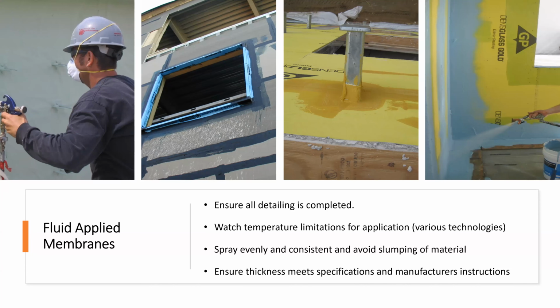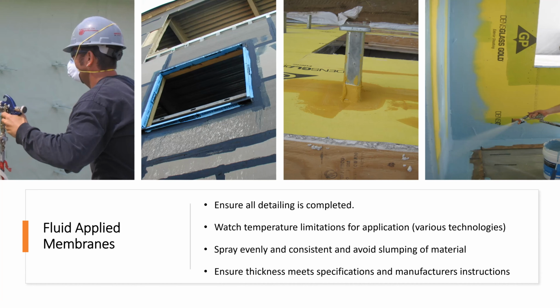So there will be a little bit more temperature restrictions with these materials. So some, depending on the technology, maybe it can't be as cold as maybe what a self-adhered could be. Some of them have limitations in regards to how hot it can be too. So we're looking at both cold and hot. We don't want to spray these things too thick at once because they can start to droop, and I'm going to kind of show. And probably the biggest thing that we see in the field is thickness not meeting either the performance requirement in the specification or what the manufacturer recommends.